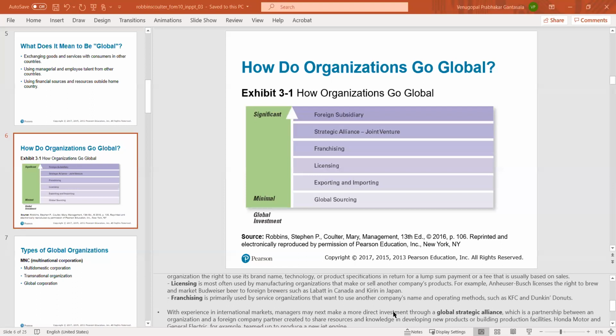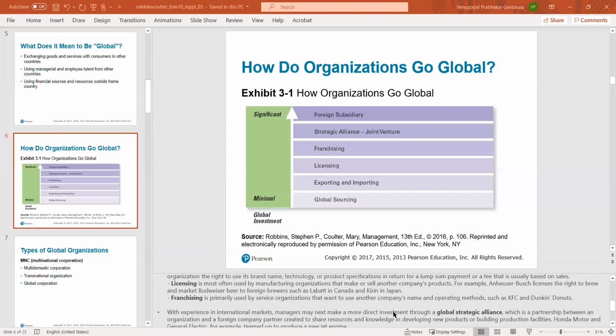KFC, McDonald's, Subway, Dunkin' Donuts, they look pretty much exactly the same. Tim Hortons, if you go to Dubai or to Tim Hortons in New York, they're pretty much the same. I like the taste here. I'm being honest, the taste is much better here, but more or less the same format. And this is what franchising is.